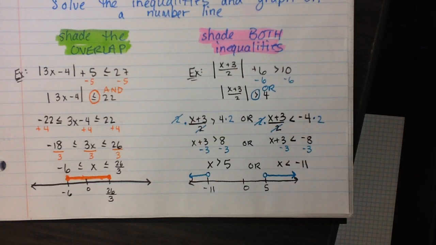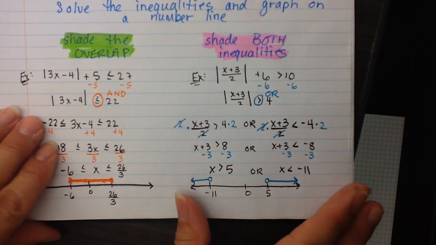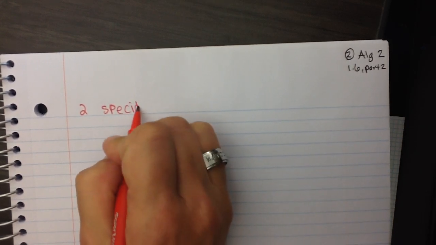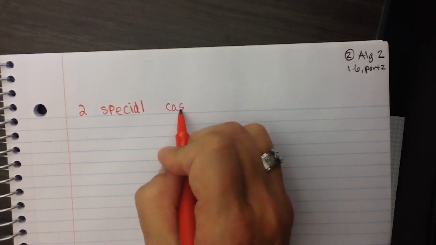Now there are going to be 2 types of special cases that we need to talk about for these. And it's important, if you recognize them, it will save you time. But if you don't recognize them, you should still be able to work your way through it with some logical reasoning. Oh, let's spell correctly. 2 special cases.